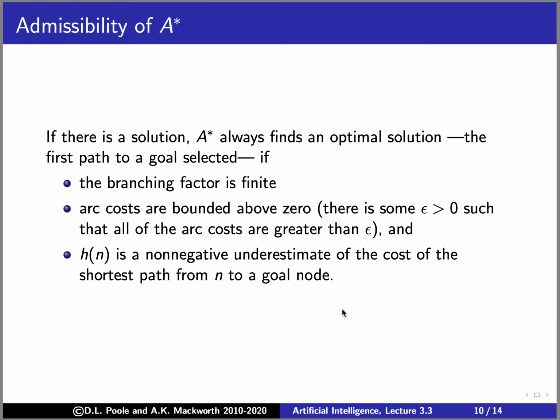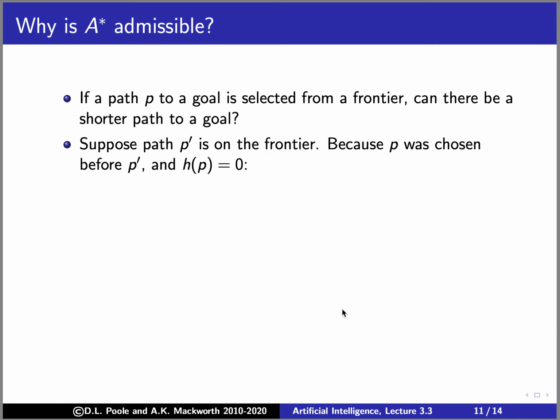And H of N's got to be a non-negative underestimate of the cost of the shortest path from N to a goal node. And that's all we need to show that it's admissible. So let's try and argue that it's admissible. Suppose a path to a goal is selected from the frontier. The question is, can there be a shorter path to a goal? So we found P. That's the one we found. The question is, can there be a shorter path to the goal?